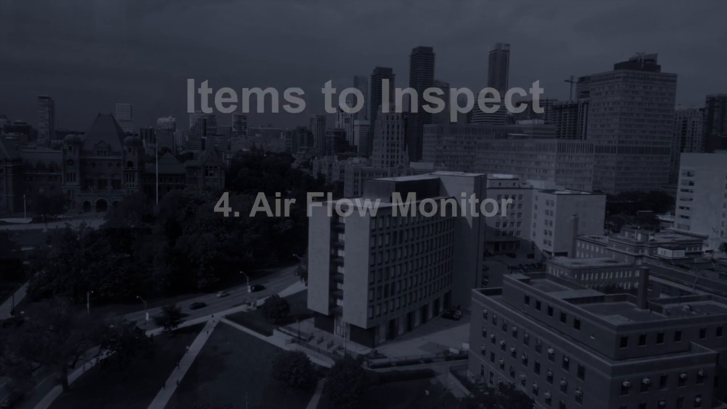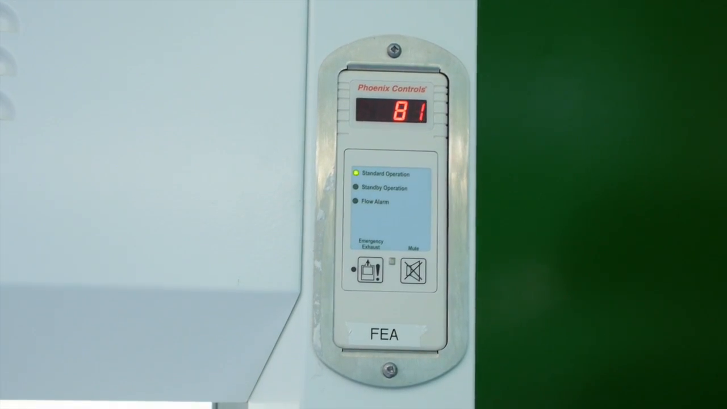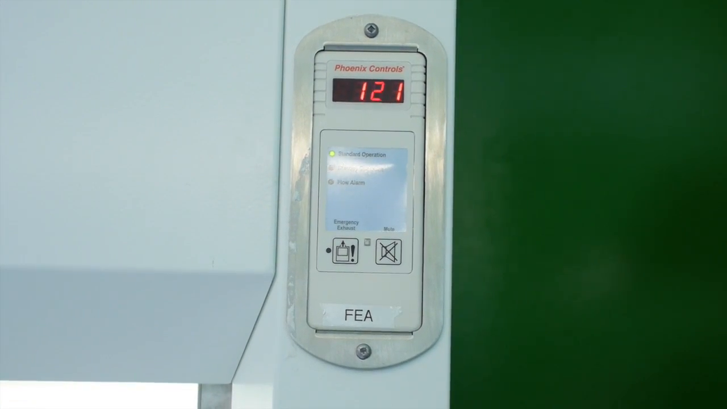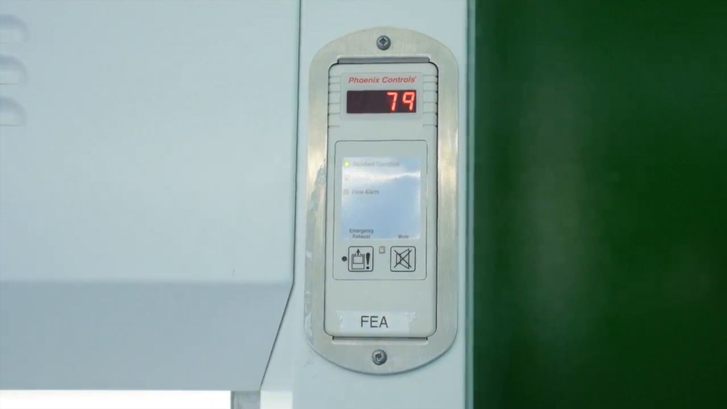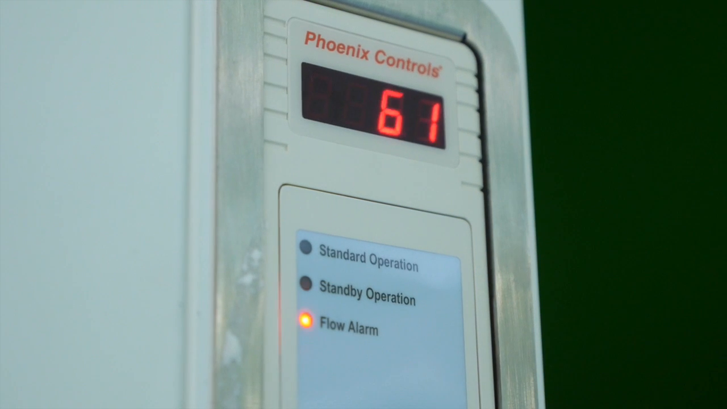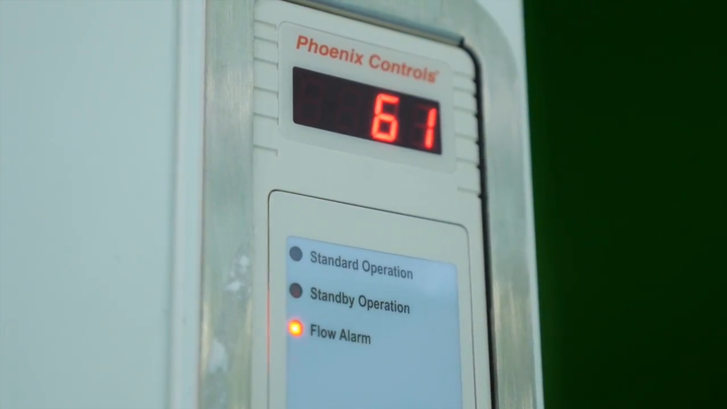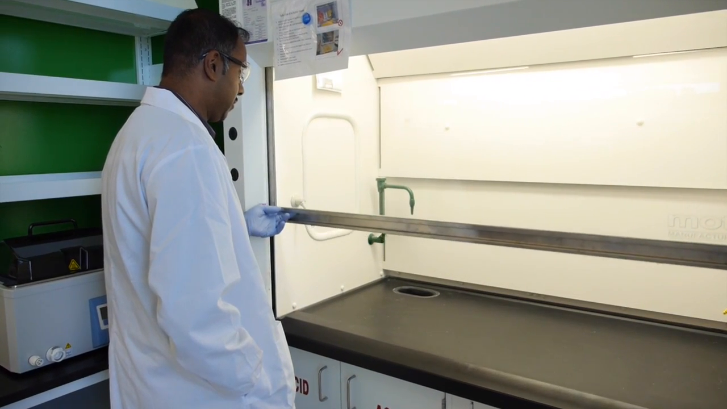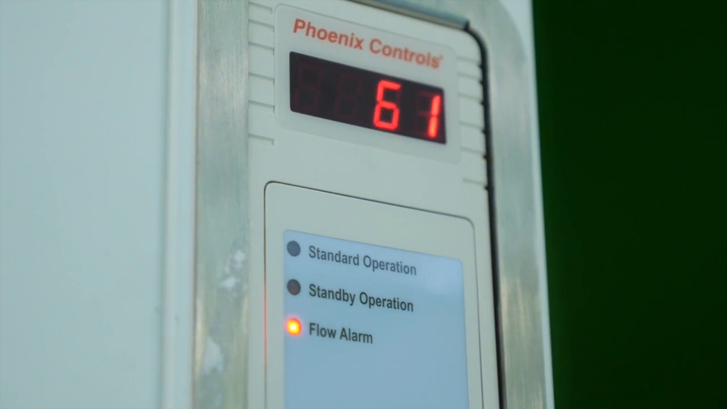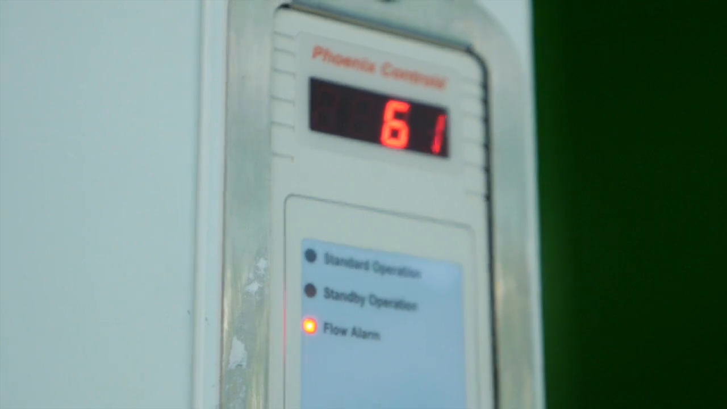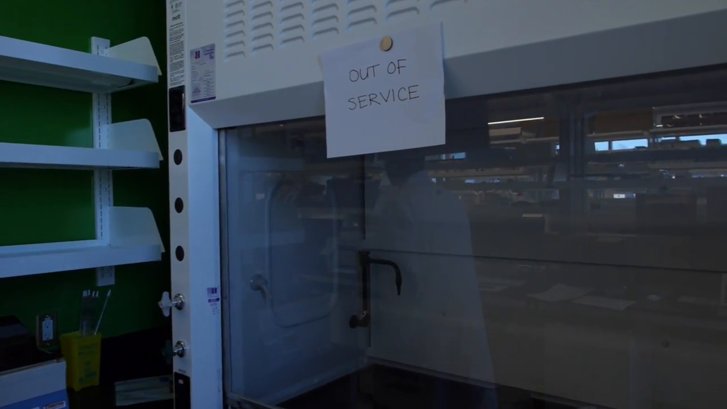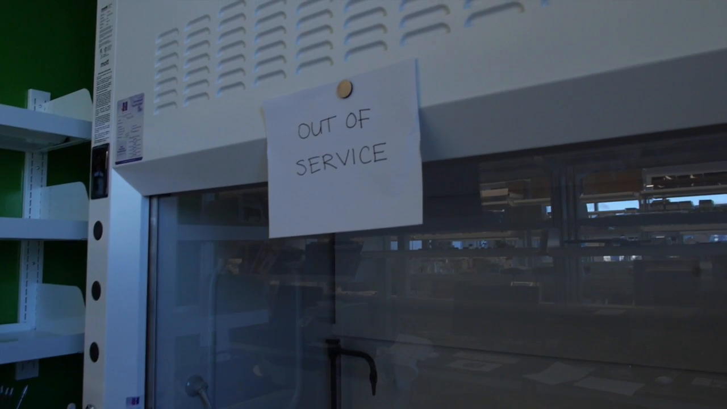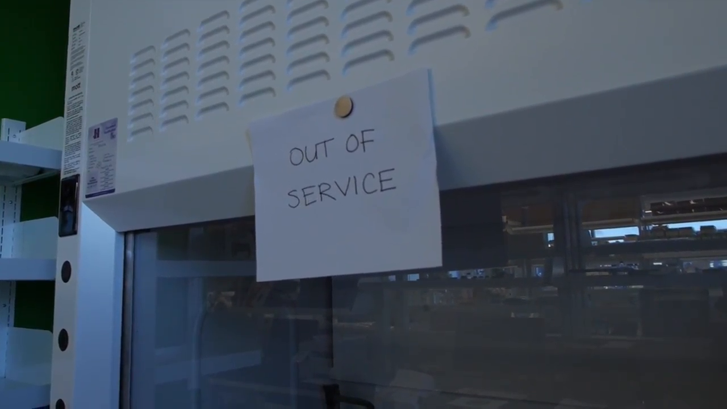Airflow monitor. Fume hoods are installed with airflow monitors. Make sure to check the monitor's status regularly while working so that you can be alert if there are changes in airflow. The airflow monitor also has an alarm that's activated when there's insufficient airflow. If the alarm is activated, stop the experiment and contact your supervisor. The fume hood should be taken out of service until the issue is rectified.